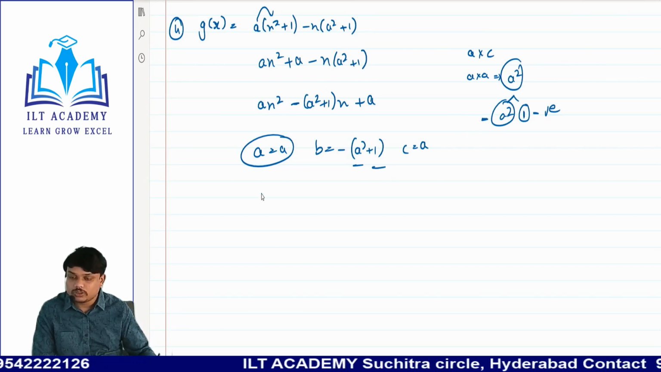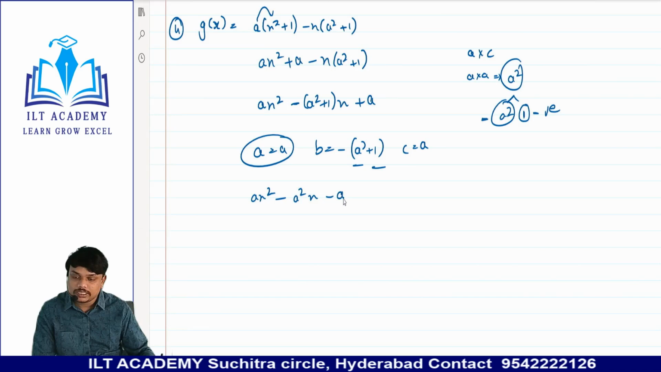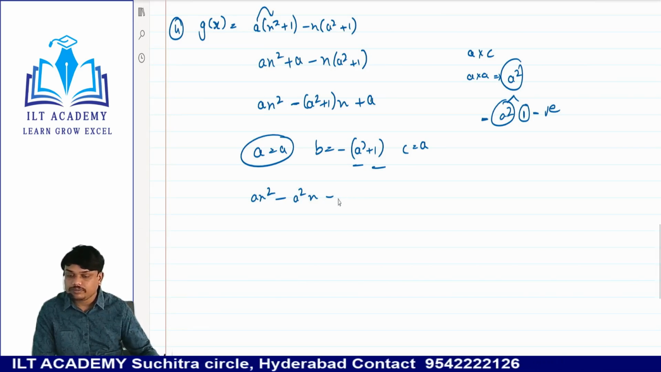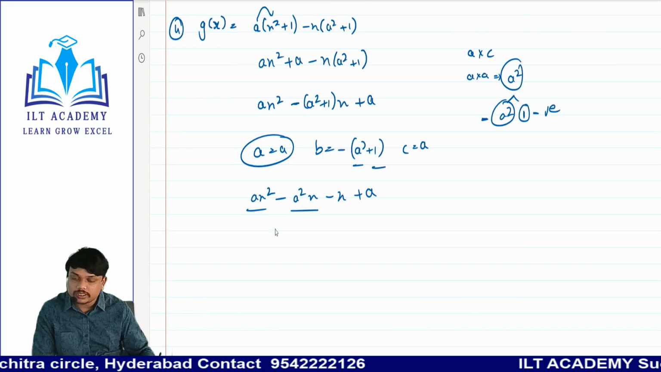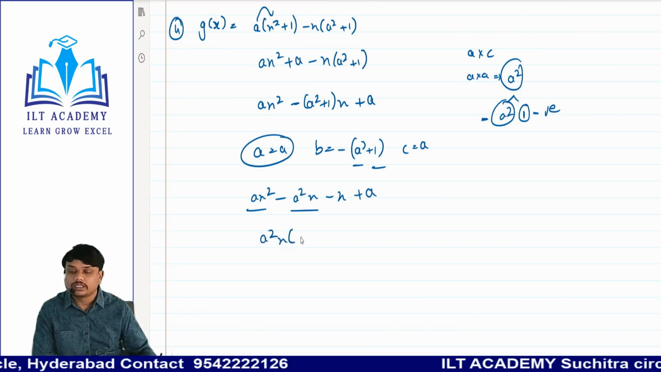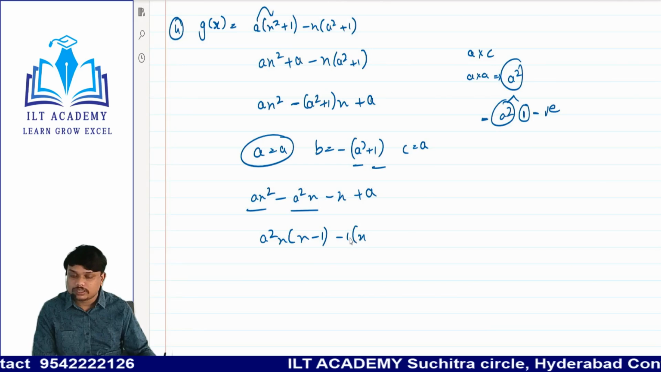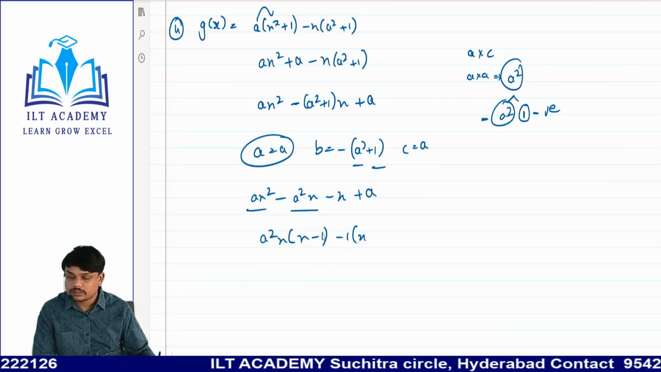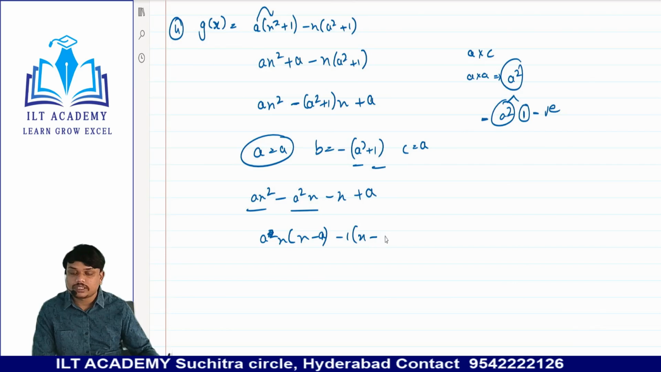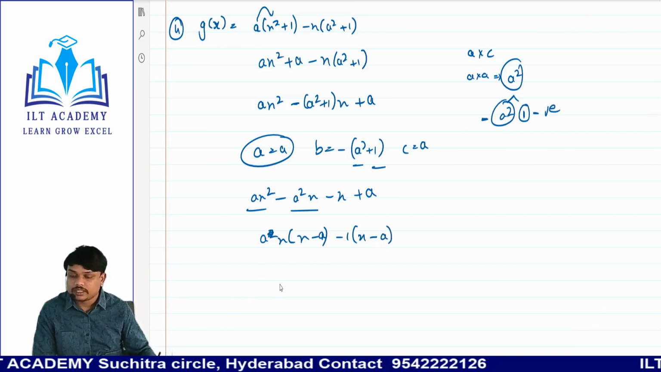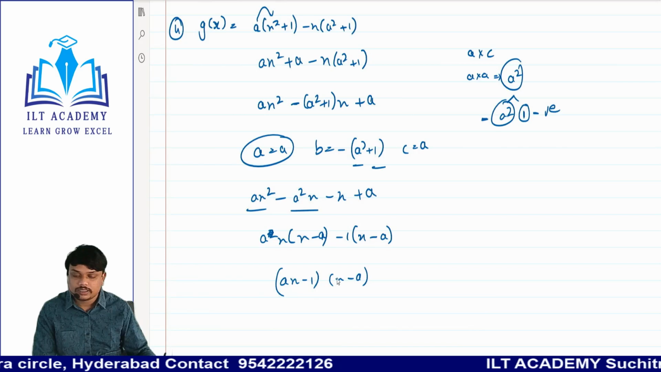समझ में आ रहा? So what you need to do? Ax square minus a square x minus 1x plus a. Now in this both, what you can take common? A square x you can take common. Then it will be what? X minus 1. Clear? Here also you can take minus 1 as common. Sorry, wait. Ax you can take. Here it will be x minus a minus 1. If you take common now, it will be x minus a. So ax minus 1 into x minus a. This is the thing. Clear?